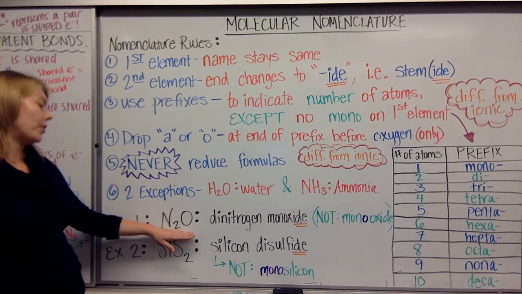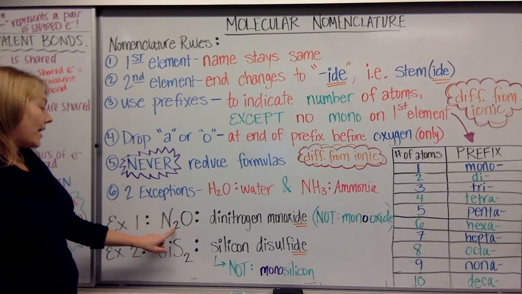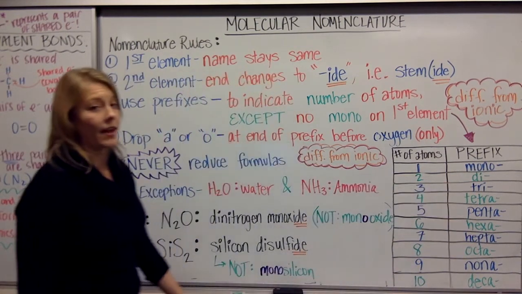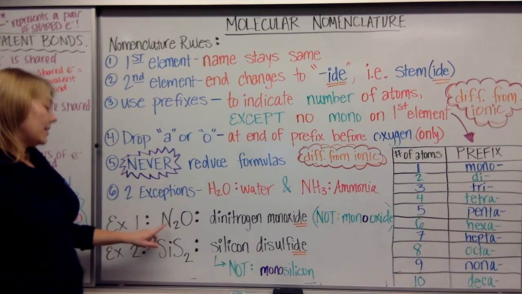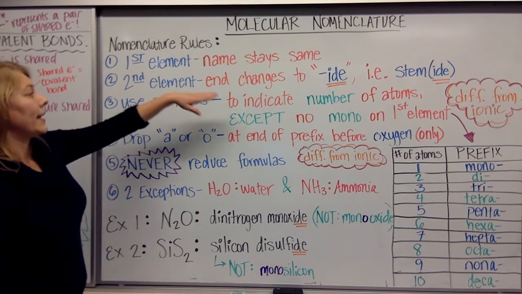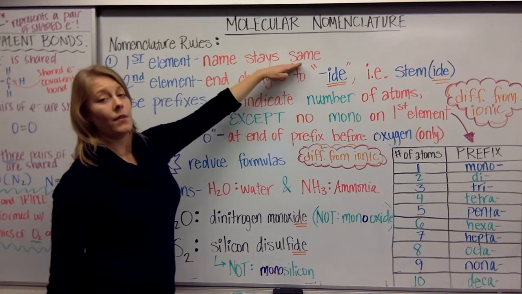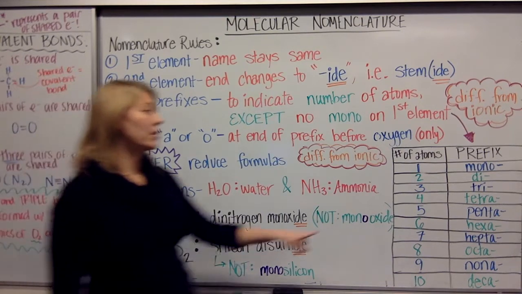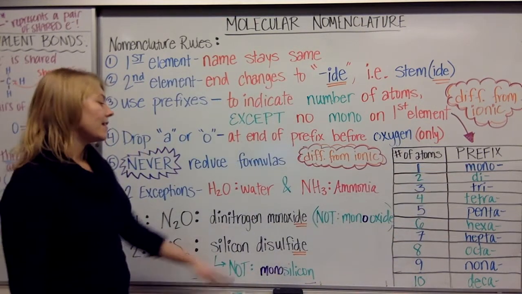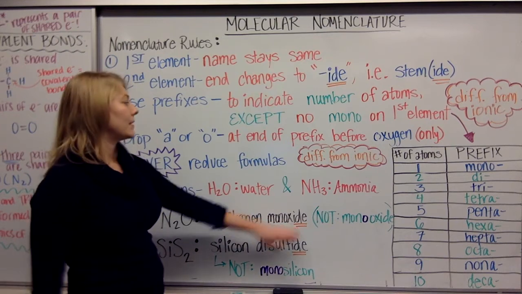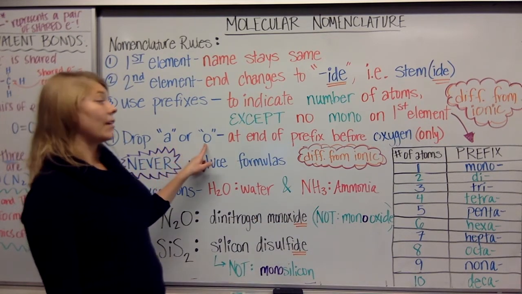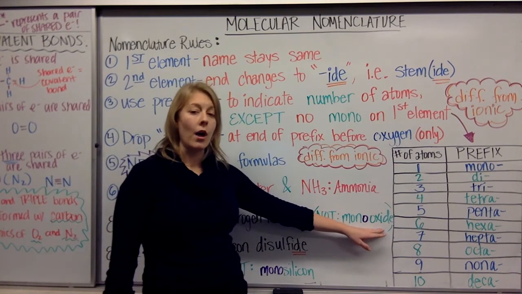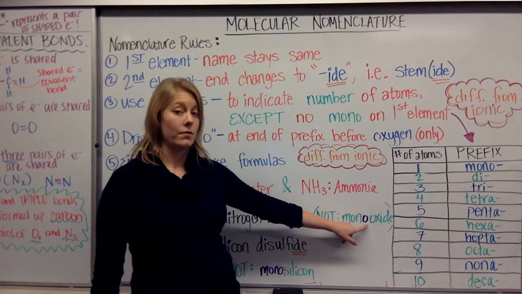We have, for example, N2O. I have 2 N's. I'm going to look at my prefix. The prefix is going to be di. So di-nitrogen. The name stays the same, but we have the prefix on it. We have 1 oxygen. 1 is mono, so this is monoxide. Now remember, we're going to drop the A or the O with oxygen from the prefix. This is not going to be monooxide. We've dropped that O to make it monoxide.